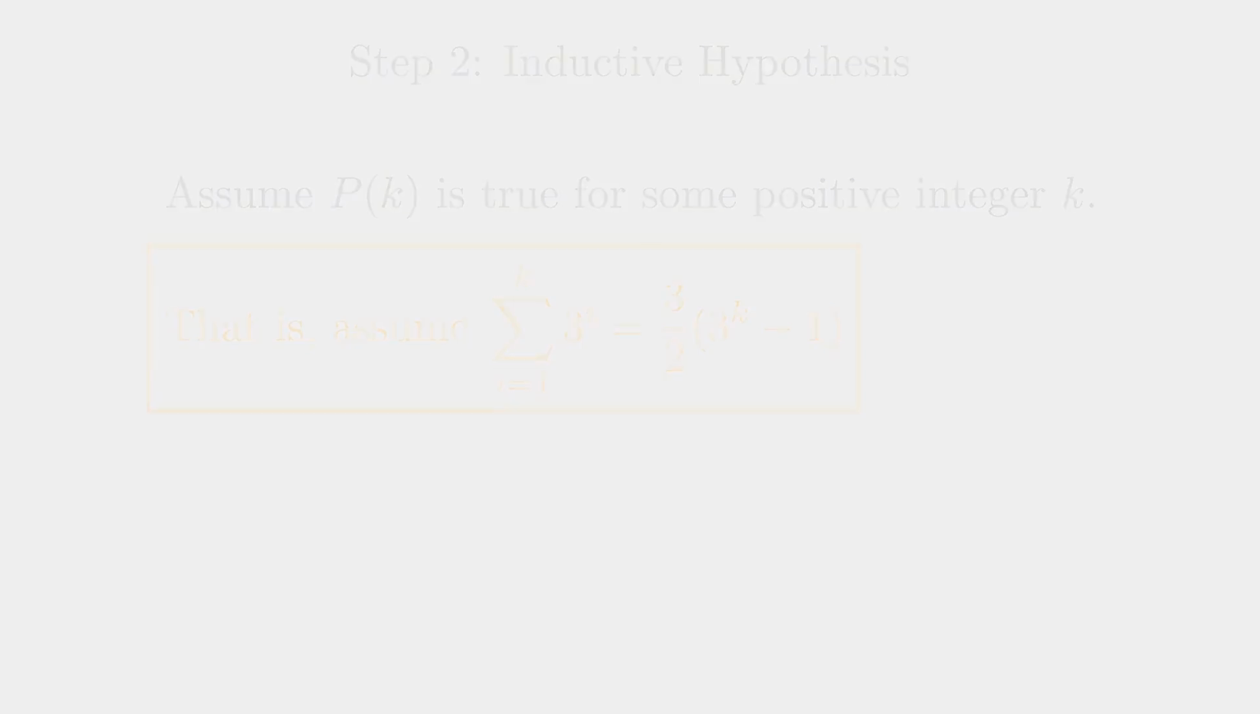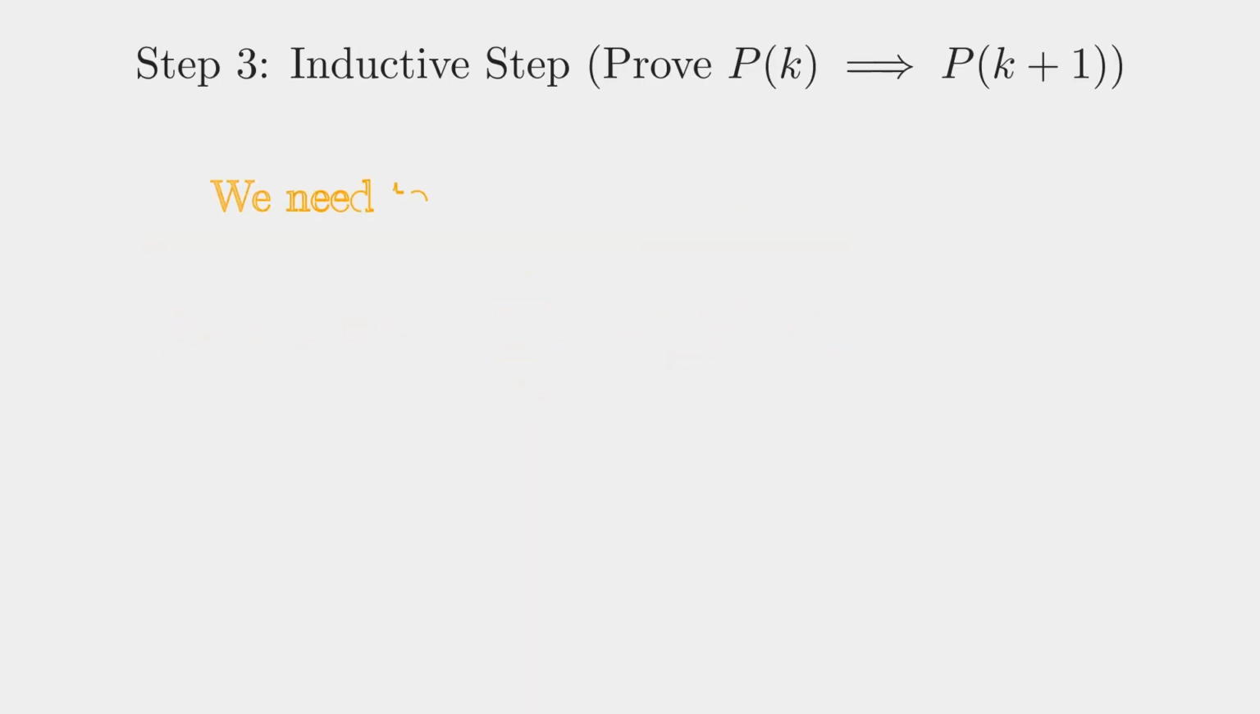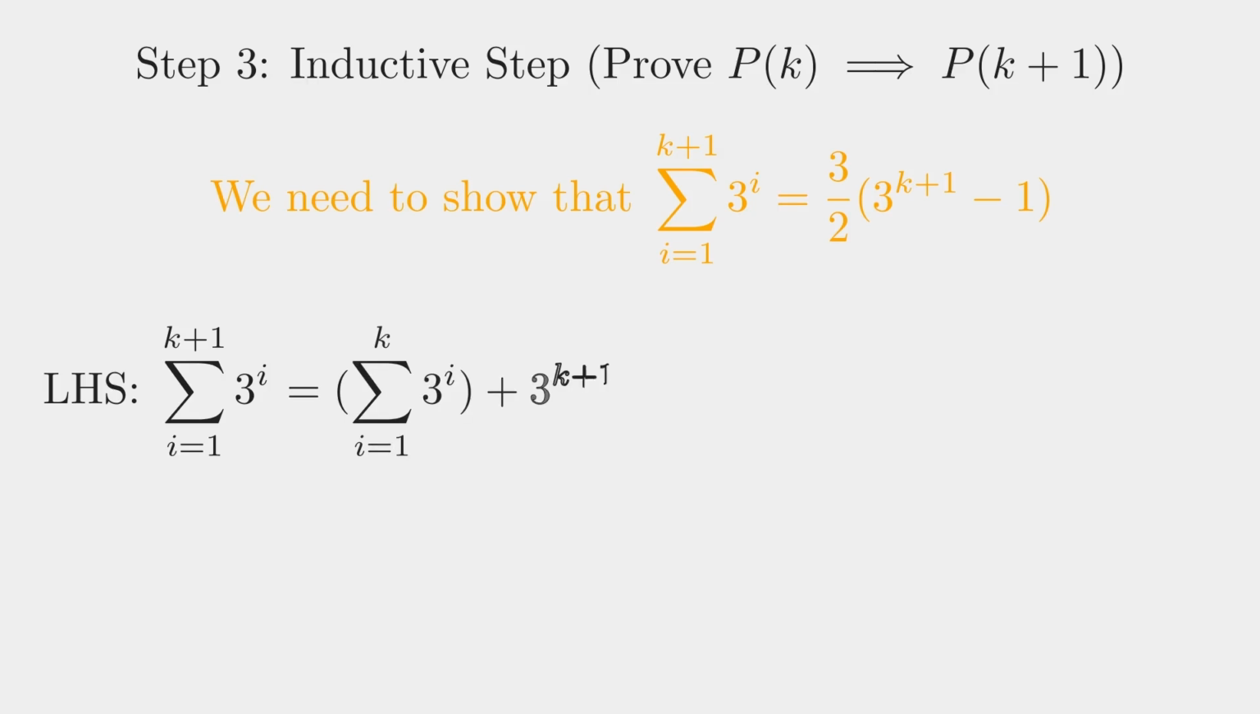Now we're going to start with P(k+1). Our goal is to show that the summation from i equals 1 to k+1 of 3 to the power of i is equal to 3 over 2 into 3 to the power of k+1 minus 1. Let's start with the left hand side of P(k+1). So we have the summation from i equals 1 to k+1 of 3 to the power of i. We can split this sum into two parts, the sum up to k, plus the k+1th term. So this will be equal to the summation from i equals 1 to k of 3 to the power of i plus 3 to the power of k+1.